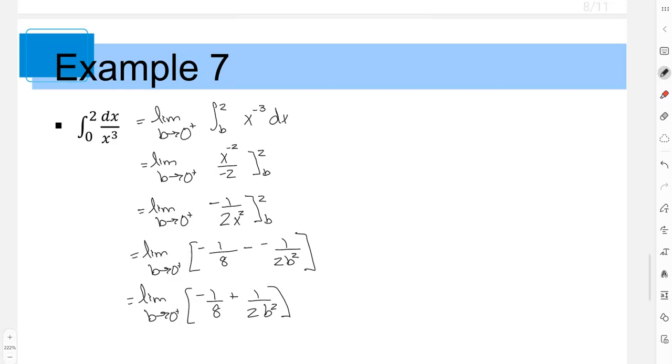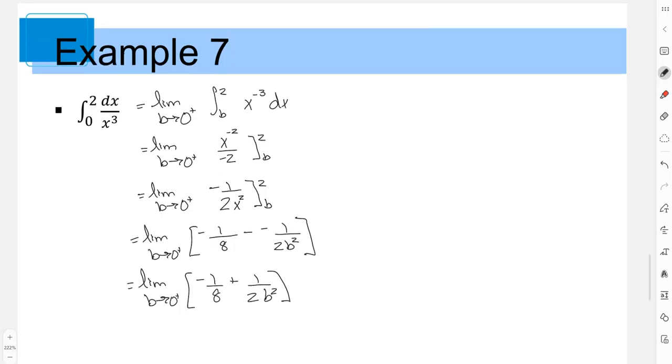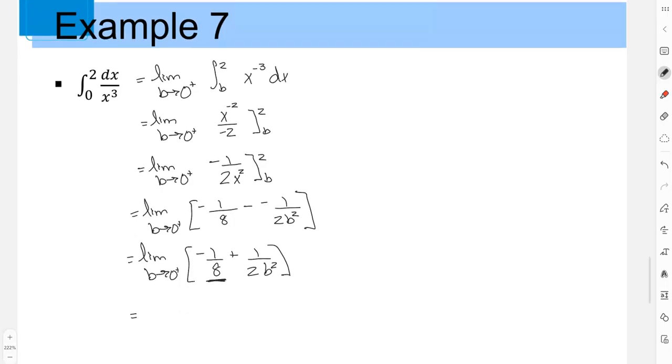I want to know what's happening as I approach 0 from the right. Well, that first limit is going to go to negative 1 over 8. But as I approach 0 from the right, you've got to think about what that graph is doing. If I look at 1 over 2x squared, the graph is going to be a transformation of 1 over x squared. So it's going to look like that. As I approach 0 from the right, this thing's heading up to positive infinity, so that thing's going to diverge.